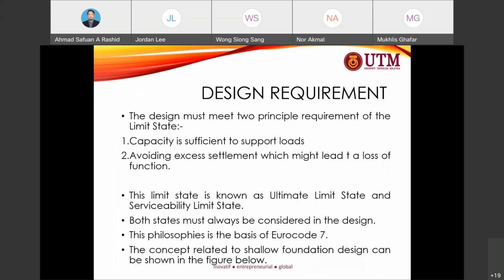So the design requirement: the design must meet two principal requirements of the limit state. First, insufficient capacity to support the load. Second, avoiding excess settlement, which might lead to a loss of function. So the limit state is what we have discussed previously. The related concept can be shown in the figure below.